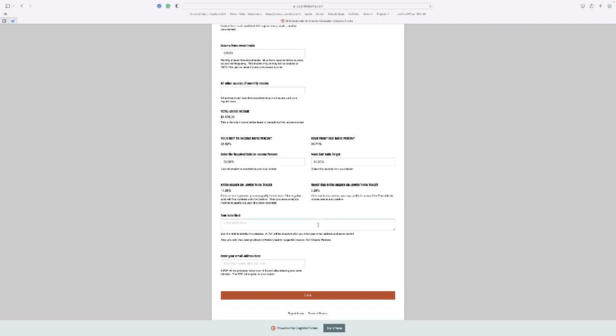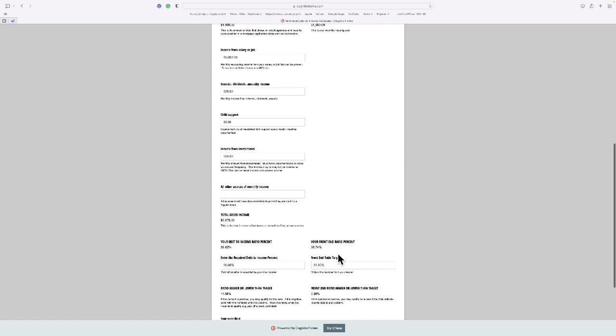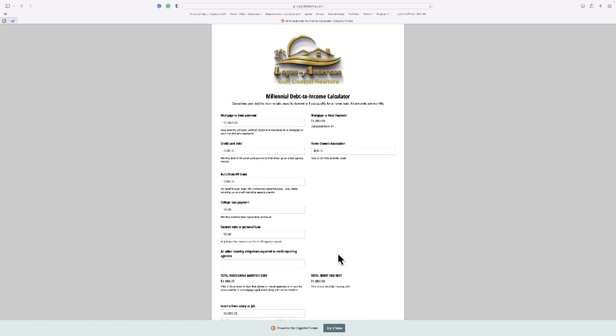You can put in some notes here if you want to. Put in your email address, then you'll be able to hit the submit button and you'll get a PDF of this transaction that you can download.